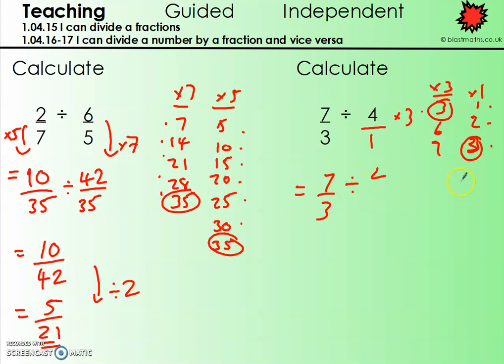So that gives us, sorry, there's a mistake there. So that gives us, timesing by 3, 12 over 3. And then the first numerator divided by the second numerator, and we've got our answer.